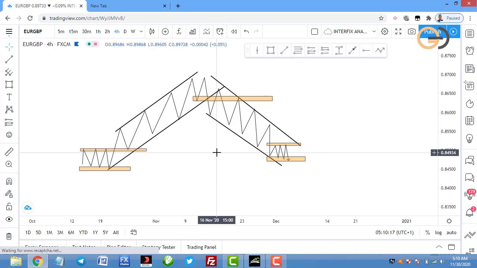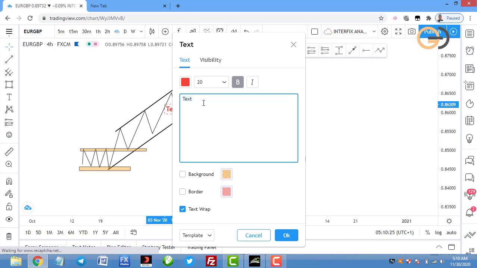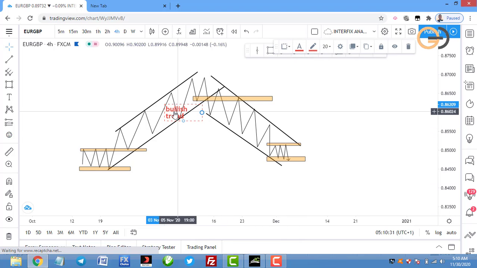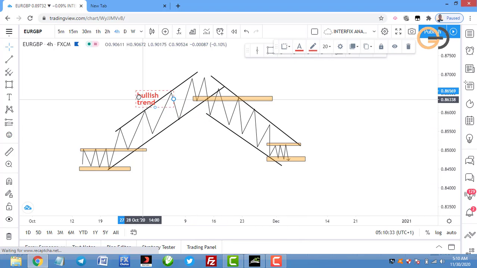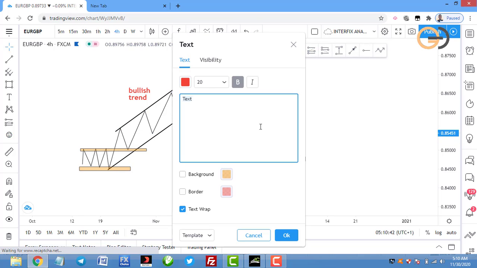So a structure that is to the upside automatically becomes what we call a bullish market. This is a bullish trend. So when the market is moving to the upside, it creates a structure called the bullish structure, or you can call it the bullish trend. When the market is going to the downside, it creates a structure known as the bearish trend.